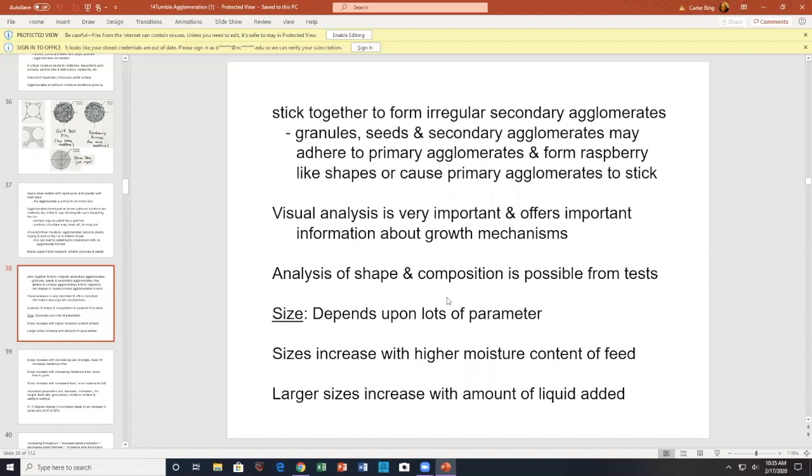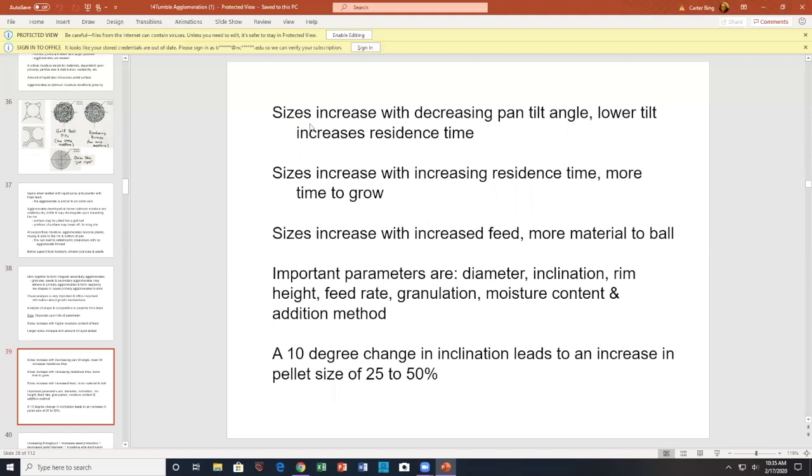Right. Size depends upon lots of parameters. Size increases with higher moisture content. Size increases with the amount of liquid added. Size increases with a decrease in pan tilt, since lower tilt increases the residence time. Sizes increase with increasing residence time, giving more time to grow. Sizes increase with increasing feed, more material to the ball.